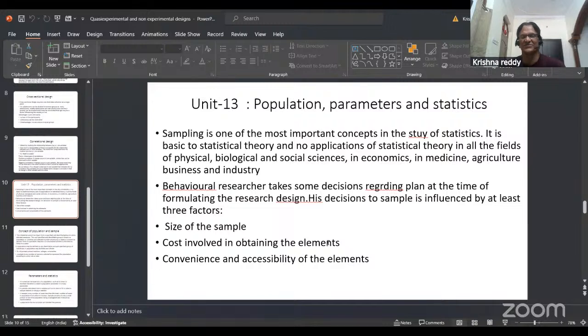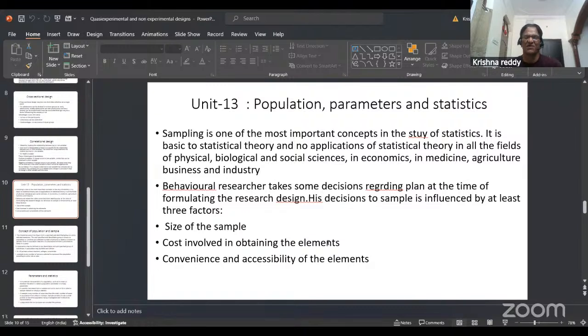So the researcher takes some decisions regarding the plan at the time of formulating the research design. His decision to sample is influenced by three factors. Three factors are very essential while taking a decision with regard to the sample. Number one is the size of the sample. How much sample is required?